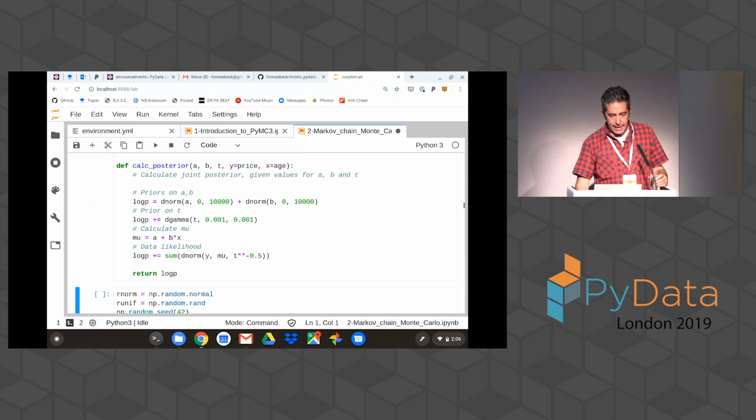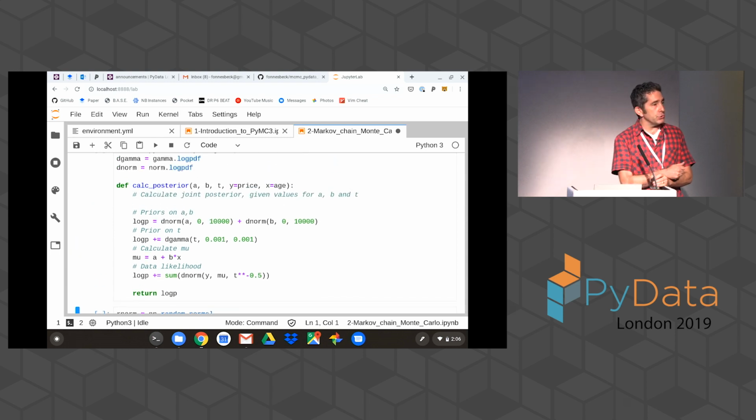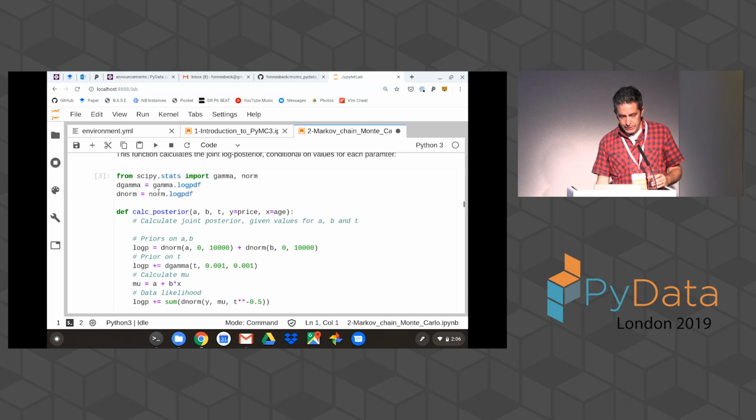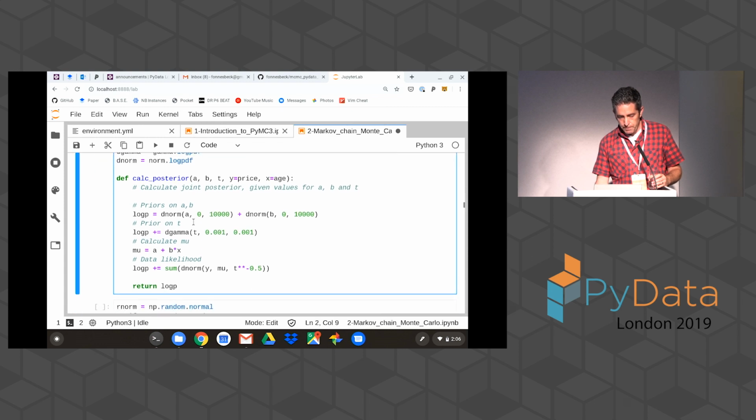So what I need is a way of evaluating proposals, and I said that the way of doing that is via the joint posterior distribution. So I'm going to take the total posterior on the log scale. Most of you probably know it's easier to work with logarithms a lot of the time because adding and subtracting are more stable than multiplying and dividing. I've gone into SciPy stats here and pulled out gamma and normal because those are going to be the distributions I'm going to use.